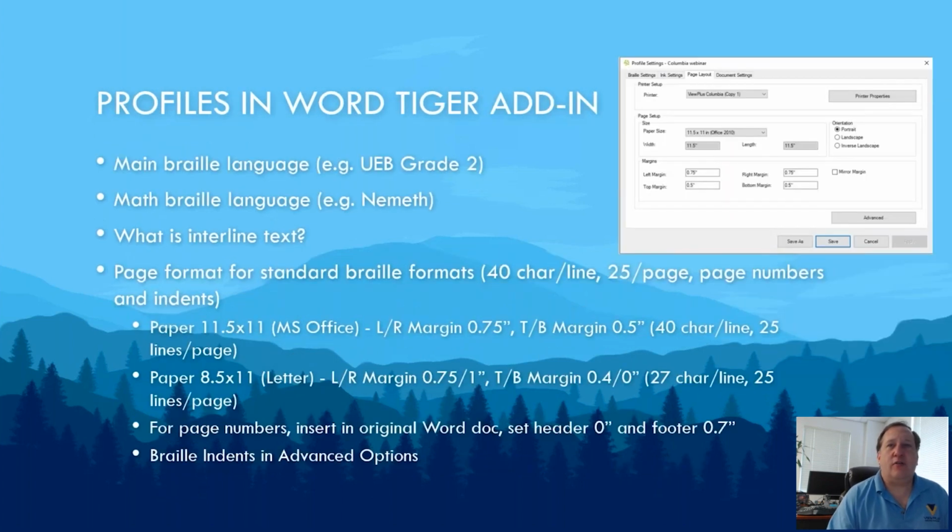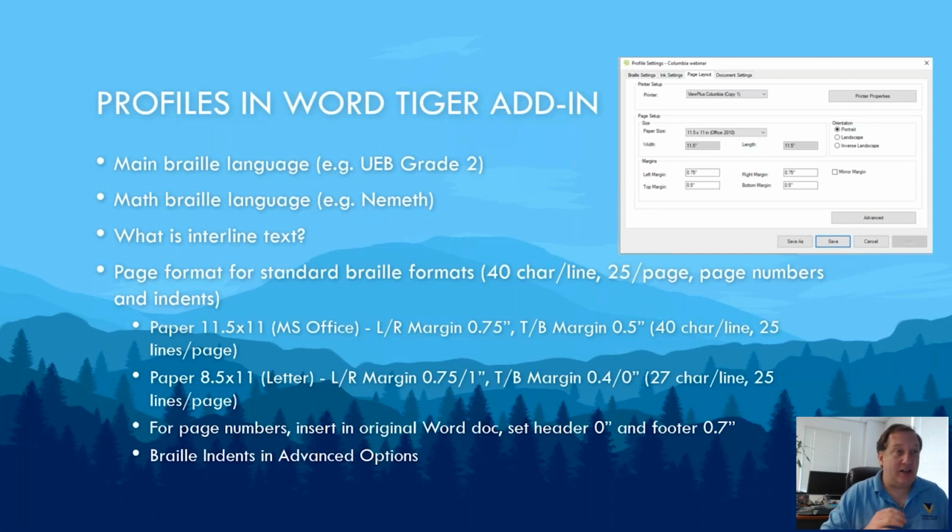A lot of the questions we get are around how to set up the Braille the way I want it. Once you do it, you don't have to worry about it again, or maybe you have multiple users with different requirements, or different access to different printers. So we're going to spend some time going over profiles, how you can use them, how you set the main Braille language, how you set the math language, what the interlining text is that I keep talking about, and how to format the pages. In Word, I've got inches, centimeters, or pixels, depending on how you set it up.